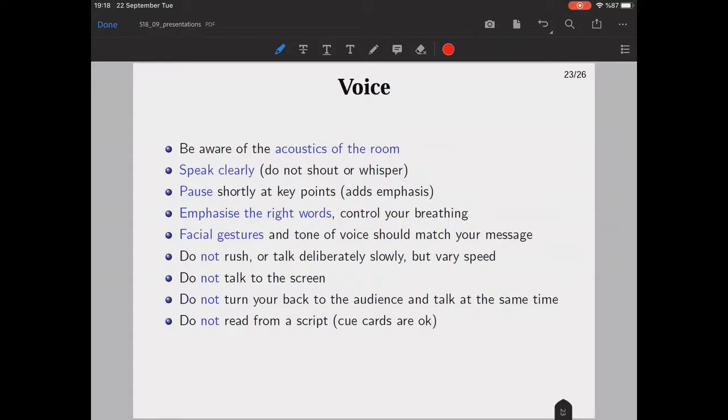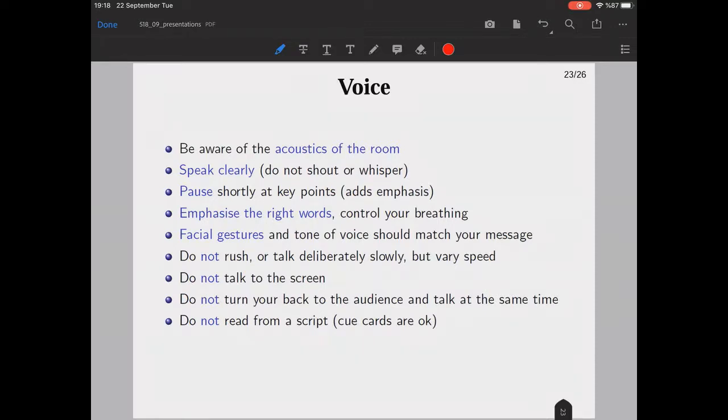The facial gestures and tone of voice should match your message. If you're talking about something important, you should look important as well. Do not rush or talk deliberately slowly, but vary the speed. So talk at different speeds. Why are we doing this? To wake people up, otherwise they may sleep.